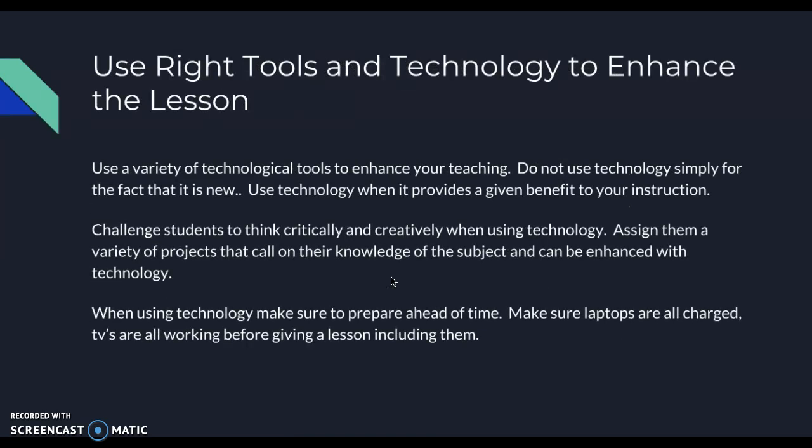Another thing is using the right tools and technology to enhance the lesson. When I think about using technology in the classroom, it has to provide a benefit that I couldn't on my own. I don't think I should just say, I don't want to teach today, so I'm going to give them a Khan Academy that they can look at. Technology needs to enhance the lesson and provide something that I couldn't on my own, or supplement in a way that could be beneficial to many other students.